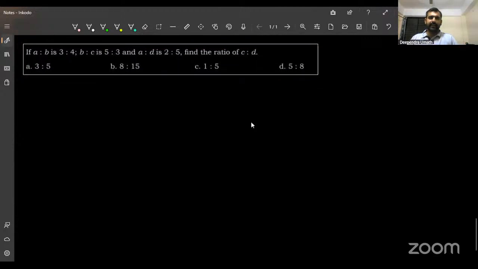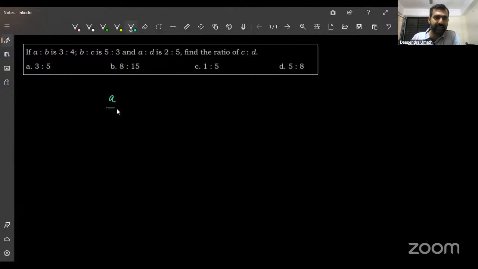Let's say what I am told or given here is that A is to B is 3 is to 4. So I am writing it like this, that A is to B I'm given as 3 is to 4. And then B is to C I'm given as 5 is to 3. And A is to D is given as 2 is to 5. Okay, I'll talk about this method later, but I'll try to tell you the standard method which you have been doing conventionally, since your school days.